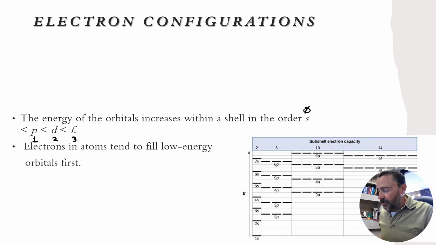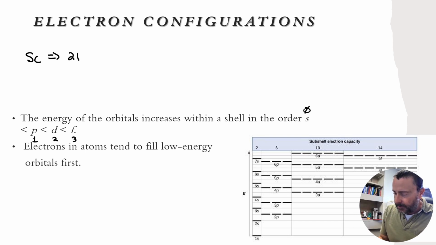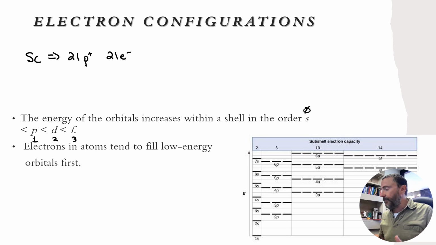The order of those energies goes from S to P to D to F. So the S is the lowest energy, the P is a little bit higher, the D is a little bit higher, and the F is the highest of those. Electrons like to fill from the lowest energy to the highest energy as they go along. So let's say we're going to do scandium. It is number 21 on the periodic table, which means it has 21 protons, which means that it also has 21 electrons.